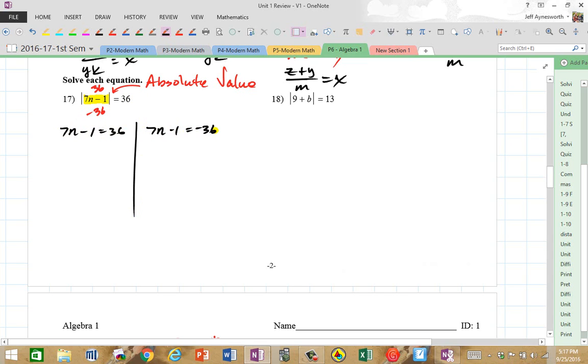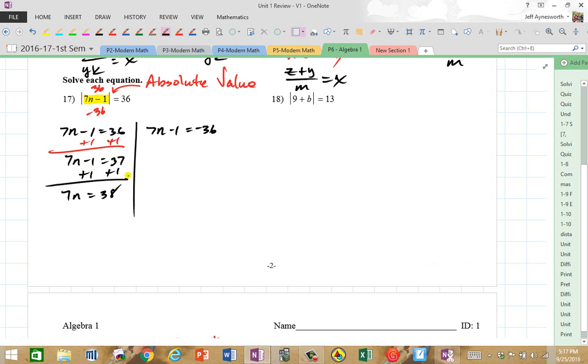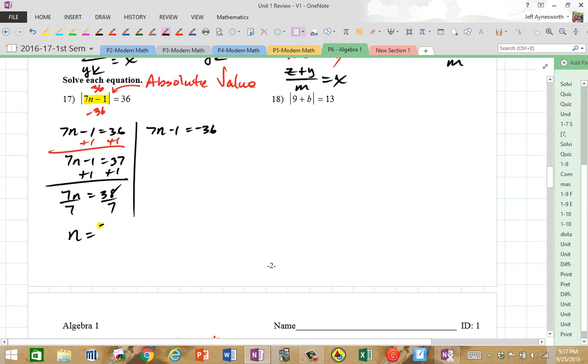All right, so let's do that. Okay, I'm going to add the opposite first. I get 7n minus 1 is equal to 37. I'm going to add the 1. I'm going to add the opposite again. So I get 7n equals 38. That's okay. And at this point, divide by 7, and I get n is equal to 38 sevenths. 7 divides into 38. I don't know. Let me see.